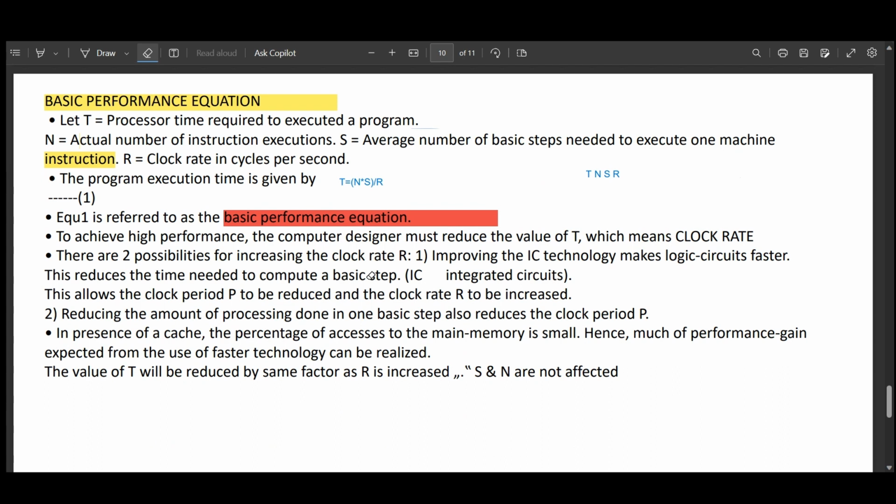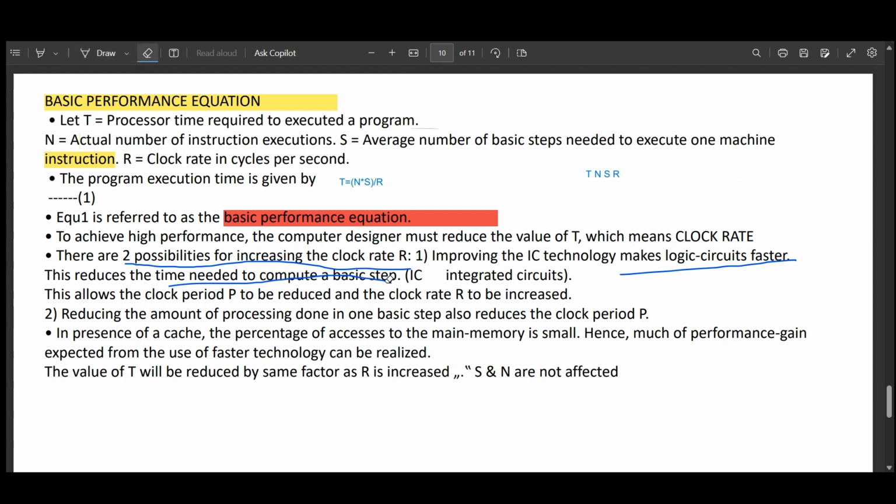First, for performance to increase, we have to reduce the time. To reduce the time, we increase the clock rate. To increase the clock rate, we have two possible ways. One is to improve the IC technology. If there is improvement in the integrated circuit, the logic circuit will work faster. If the logic circuit works faster, this will reduce the time needed to compute the basic step.